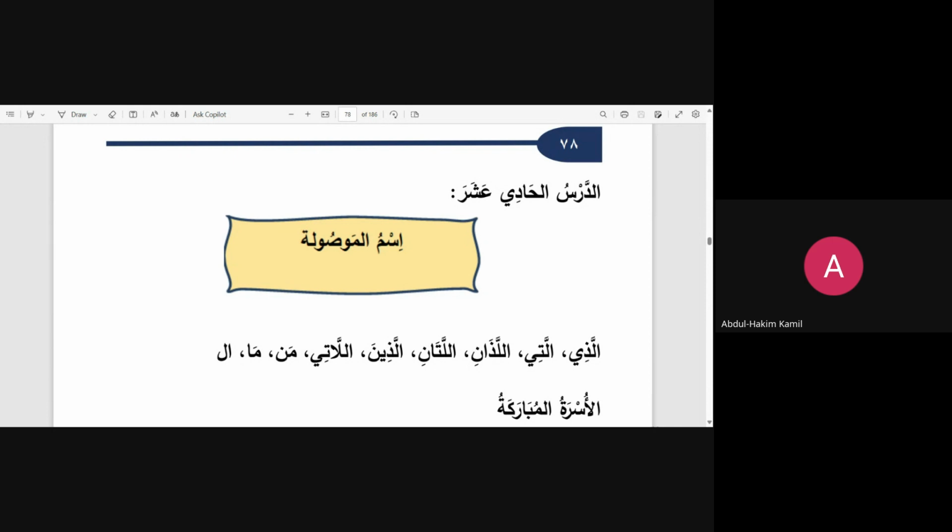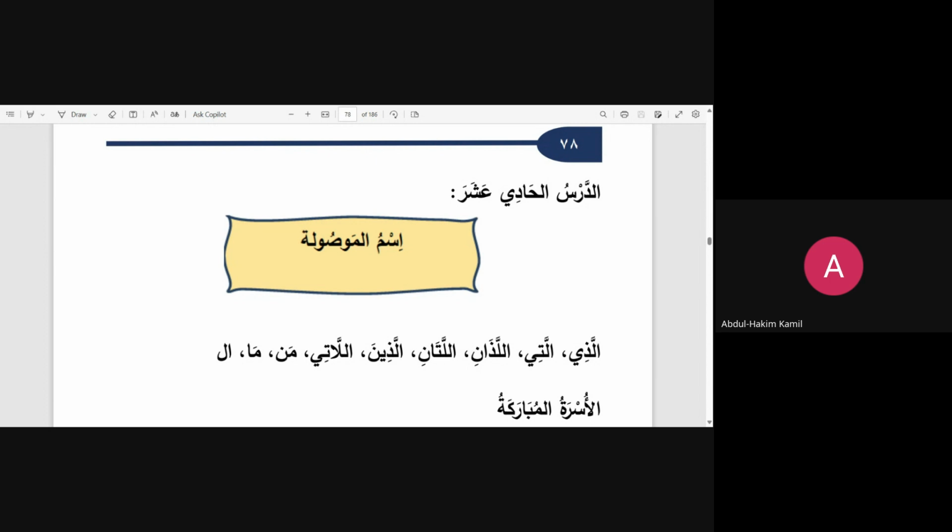Let's start this lesson here. Bismillah ar-Rahman ar-Rahim. قال المؤلف حفظه الله تعالى: الدرس الحادي عشر. Lesson number 11, or the 11th lesson. اسم الموصول. And اسم الموصول, we're going to look at the meaning.